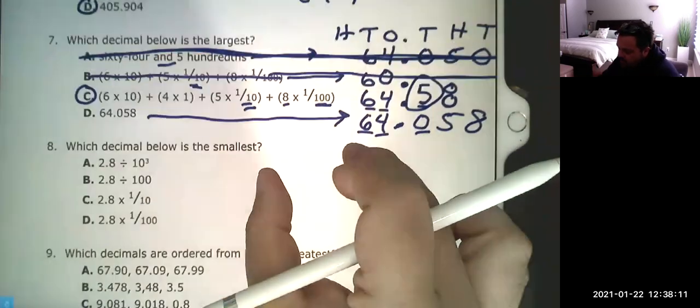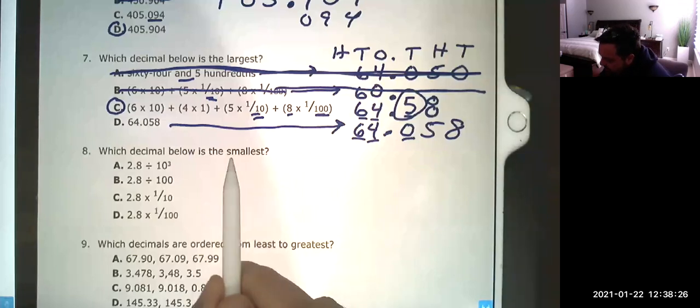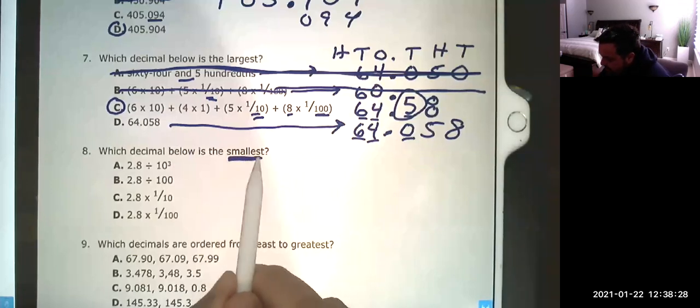All right, let's go to number 8. This is where we got a little confused earlier, and this is kind of hard for me to explain too. So take a second and think about number 8. Pause me. Okay, so it wants us to figure out the smallest number.